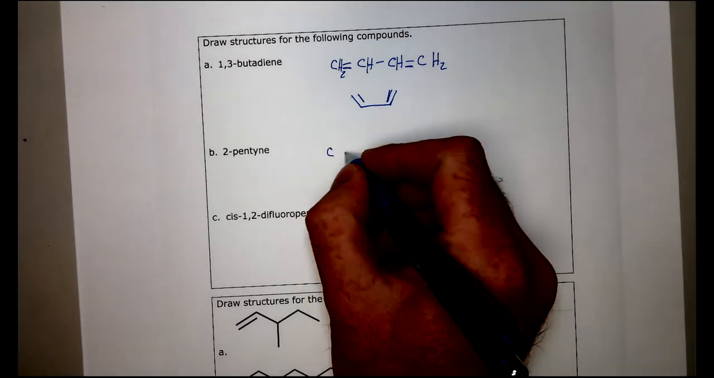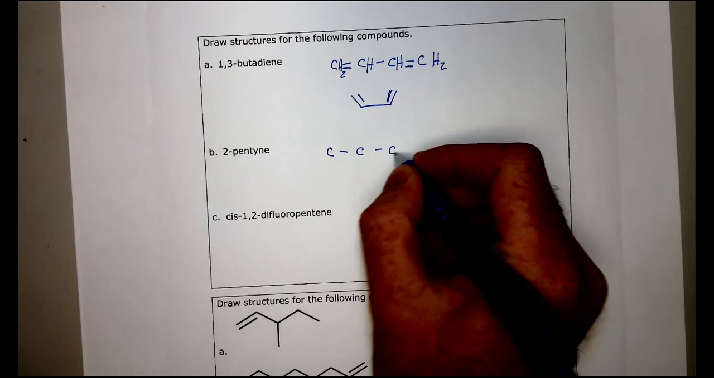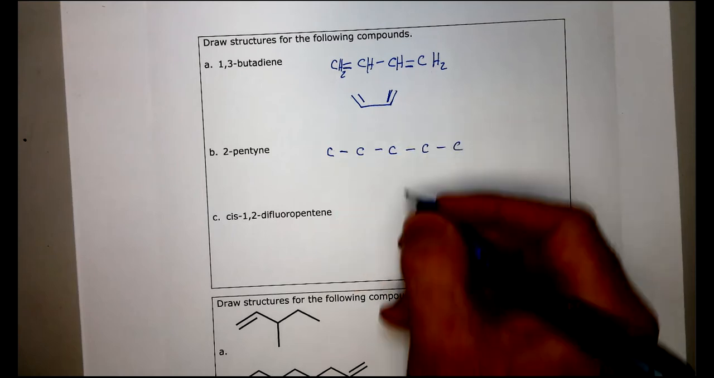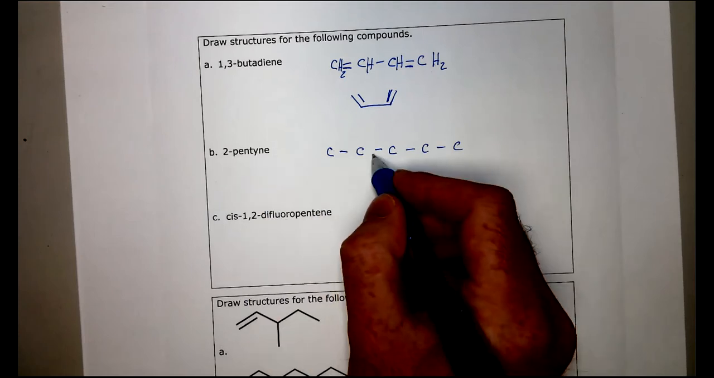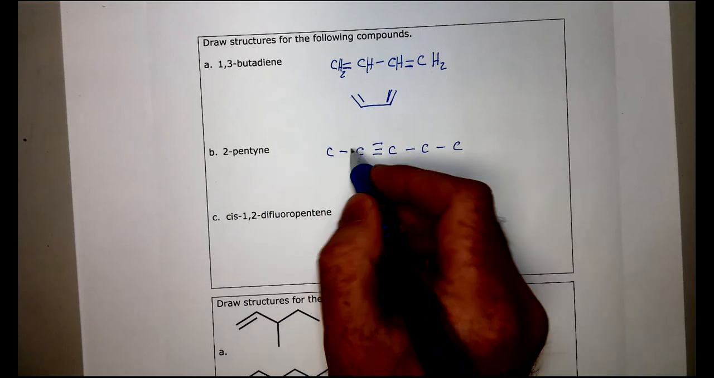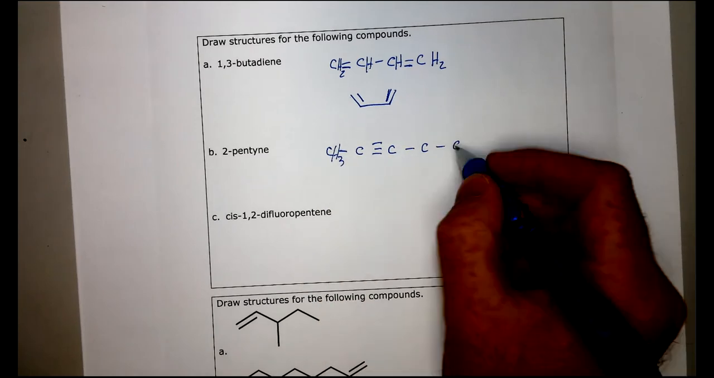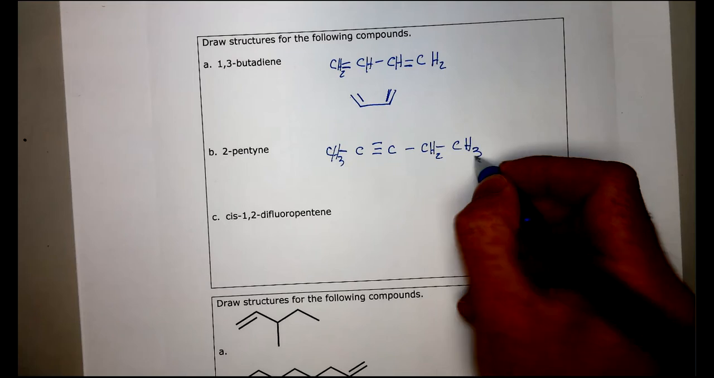2-pentyne. So we're going to get 5 carbons. If it's pentyne, that means it's going to be a triple bond here. So that's going to be CH3, no hydrogen, no hydrogen, CH2, CH3.